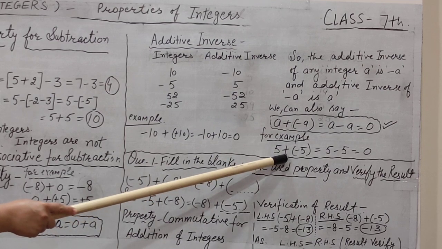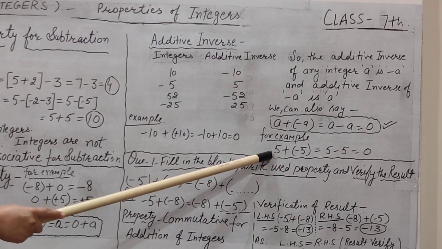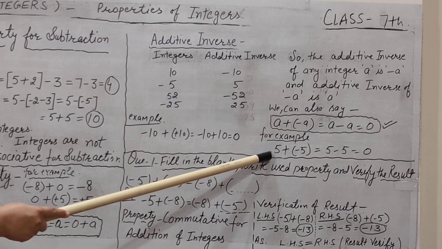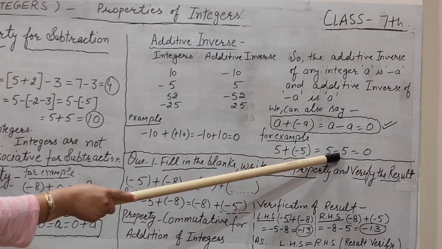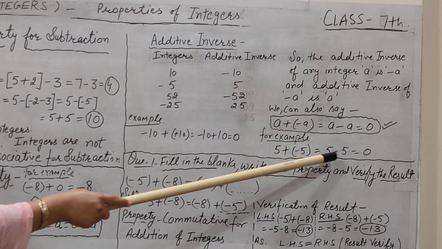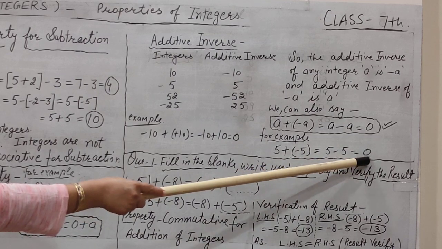And what did I add to it? The additive inverse of 5, and what is the additive inverse of 5? Minus 5. Plus minus, minus by the rule. So 5 plus 5 minus, what is the answer?